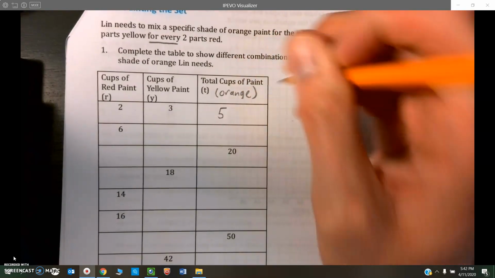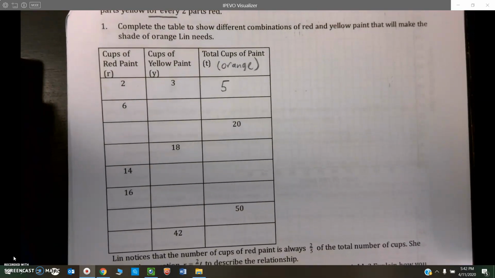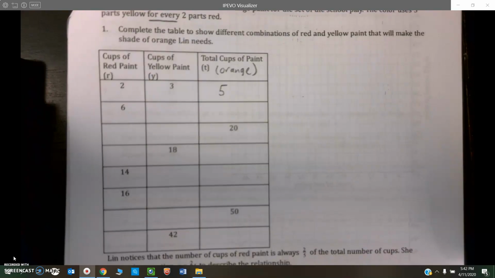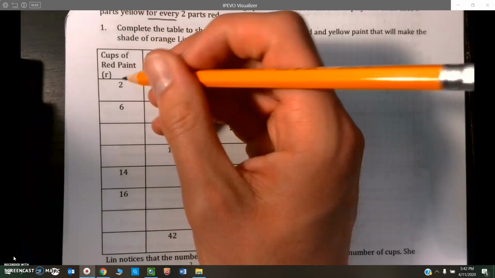So this total cups of paint that we're making is orange. That's what she's making. So now we need to fill out the rest of this table. We can use our ratio knowledge to do so. So remember, in order to keep a ratio equivalent, you need to multiply or divide every value by the same number.